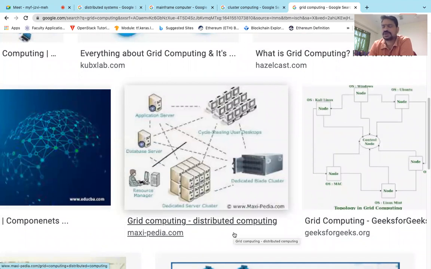So the evolution of distributed computing is mainframe, then we have cluster computing, then we have grid computing.